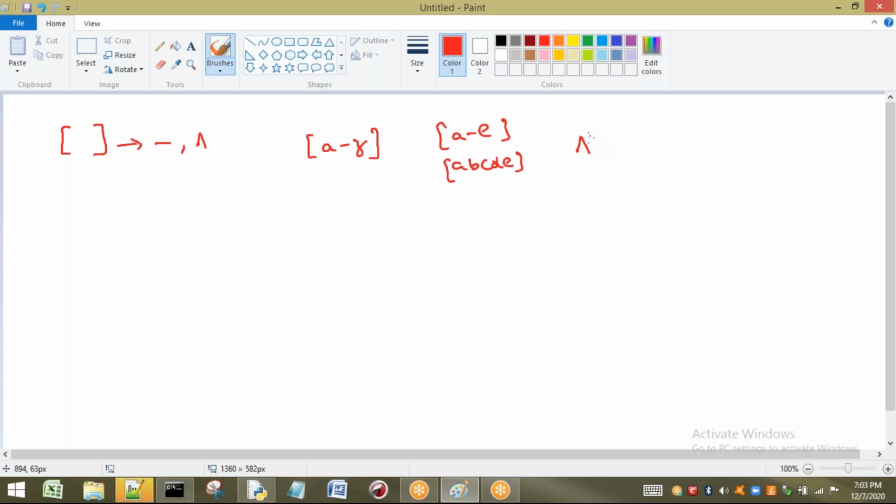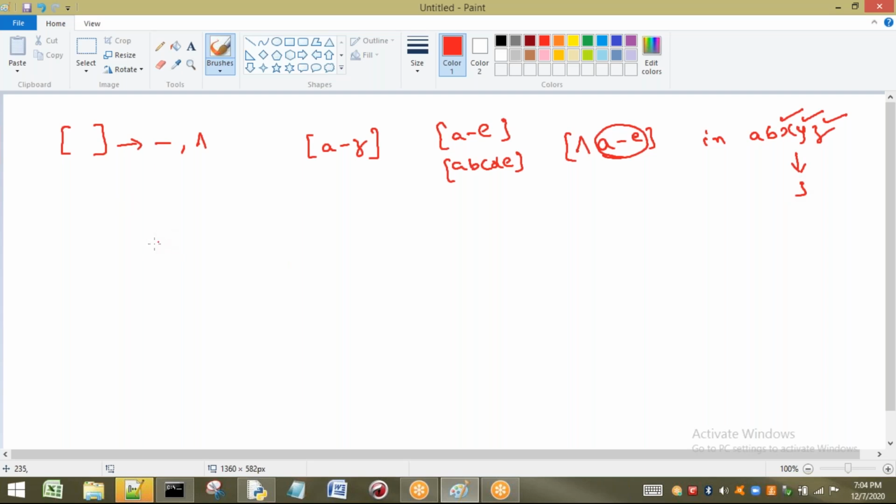After that, the caret inside the brackets is the complement. If I write not A to E, the meaning is except A, B, C, D, E, it will check the remaining. For example, if I write A, B, X, Y, Z, A and B should not be considered, and I check for the remaining things. So X will be one match, Y one match, Z one match. The output is 3 matches found. Next, this is about square brackets.